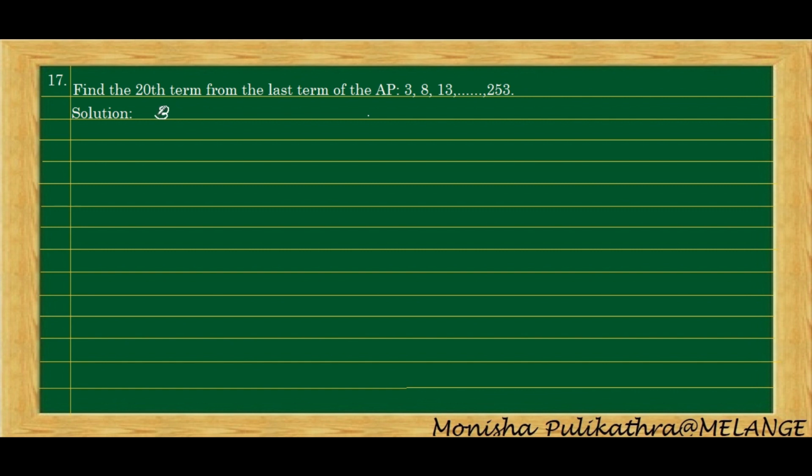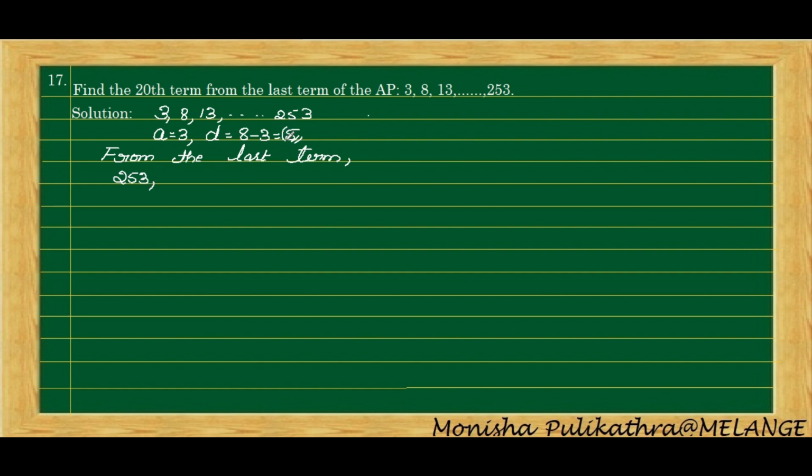So here the given AP is 3, 8, 13 up to 253. As in the usual sum, the first term will be 3 and the common difference is T2 minus T1, that is 8 minus 3, it will become 5. But since they have asked from the last term, you need to take 253 as the first term here. So 253 will become the first term.